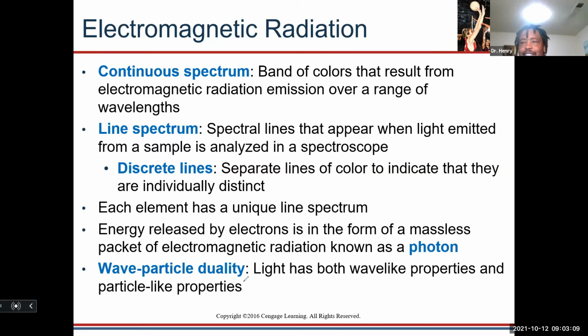Good analogy. See, you got it there. You see how it works. Okay, so light acts like a wave and it acts like a particle. It acts like both. It has that dual property.